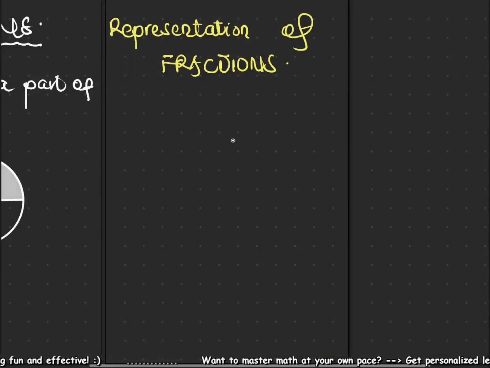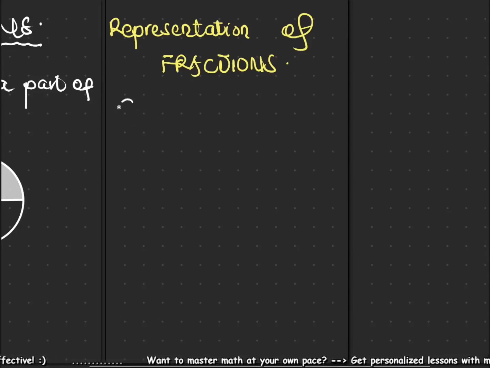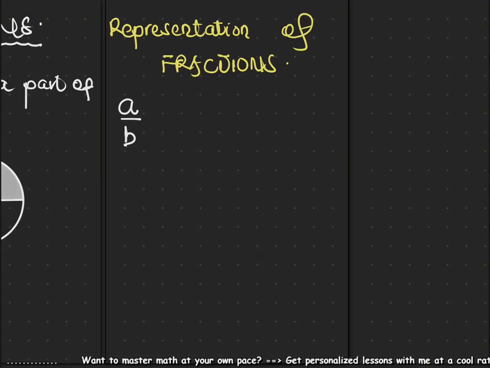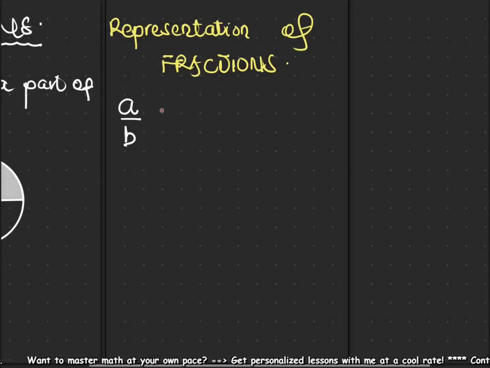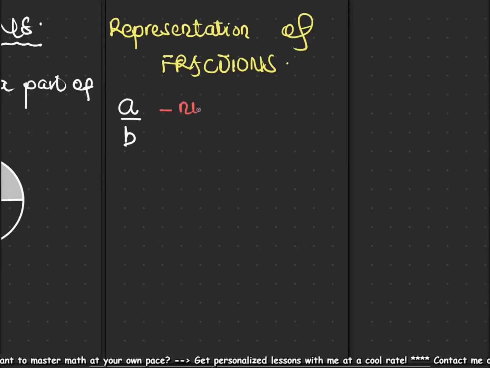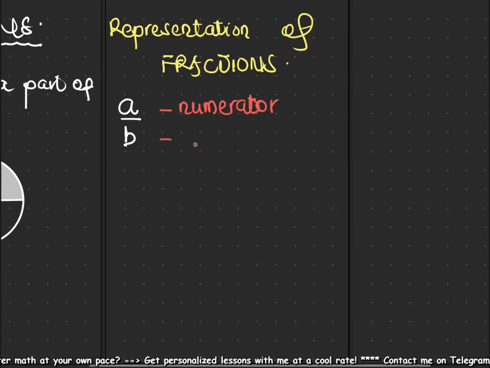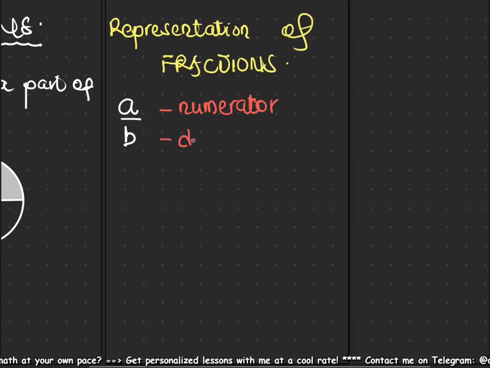So when it comes to representation of fractions, we have it being expressed as what? An A over B. What does the A represent and what does the B on the other hand represent? We call the A the numerator, whilst our B is called the denominator.